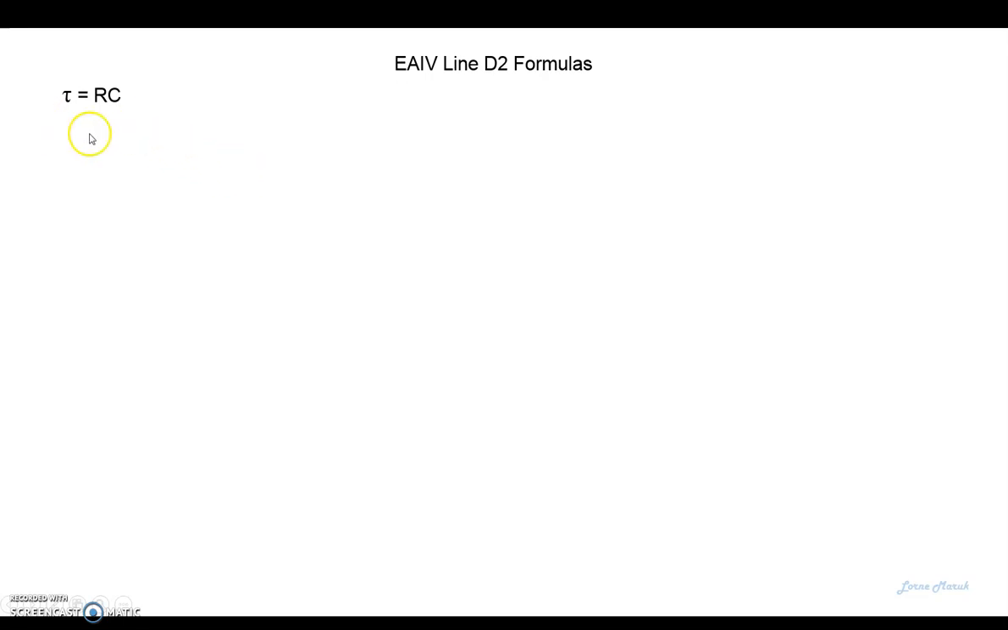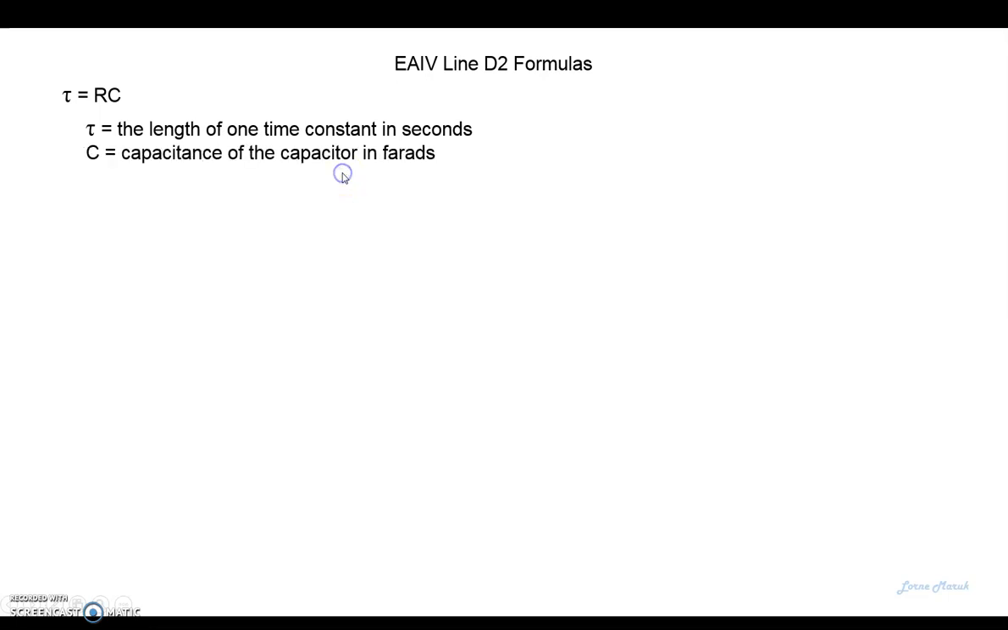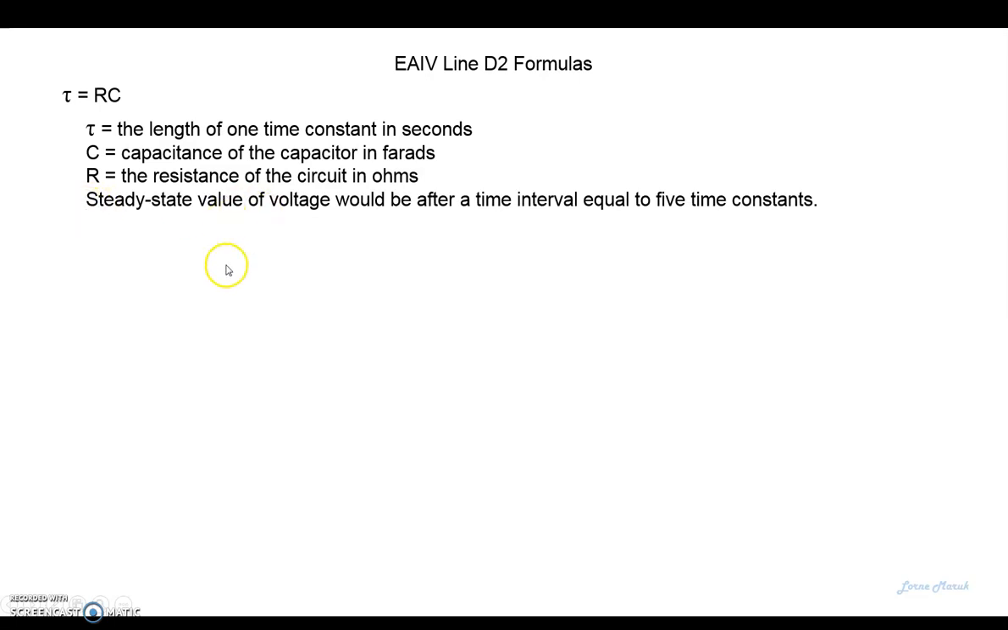For charging a capacitor, T equals RC. So T once again is the time constant in seconds, one time constant. Our C is our capacitance in farads, and R is our resistance of the circuit in ohms. So if we have those two values, we can figure out our one time constant, and a capacitor is considered fully charged after 5 time constants.